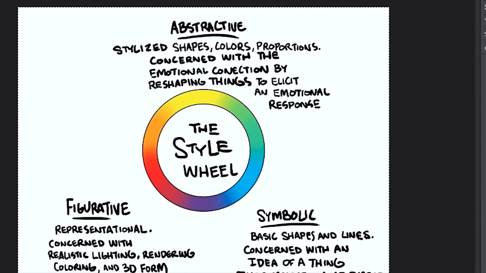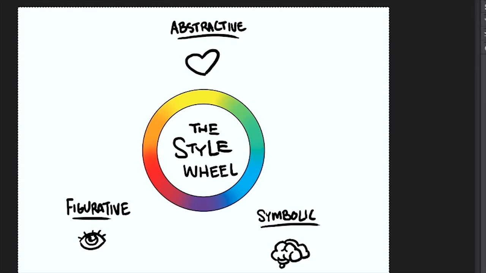All right? The best way to simplify this down is figurative is what your eye sees, so it's your eyeball. Abstractive is what you feel, so it's your heart. And symbolic is what your brain thinks and how it understands things, and so it represents your brain. That's the basic, simplest way to understand it. All right, let's break that down even further, okay?